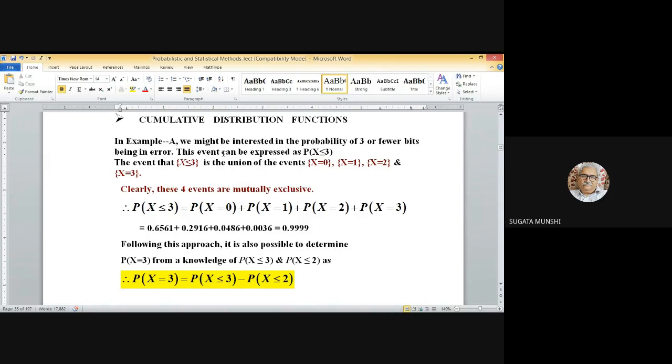Often, instead of giving details of the probability values of capital X equal to small xi, people also give the probability value in this way: probability of capital X less than equal to small x. That is another way of representing the distribution. When the distribution is provided this way, we call it the cumulative distribution function. Earlier we had the probability mass function, now we have the cumulative distribution function.